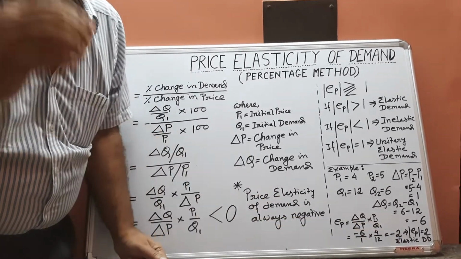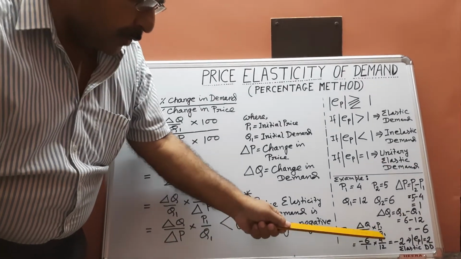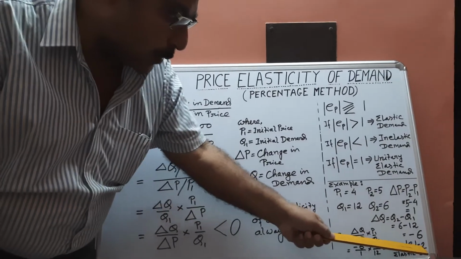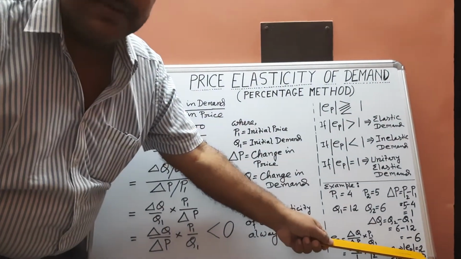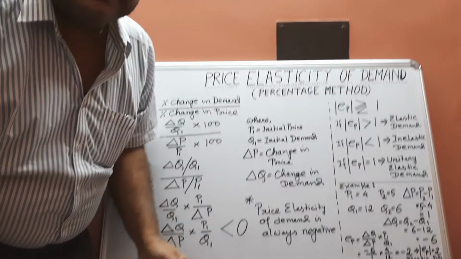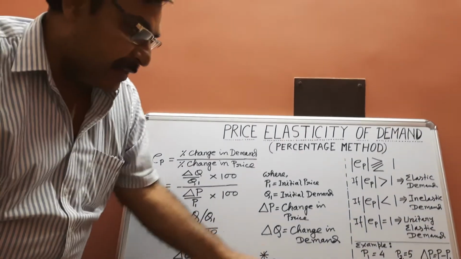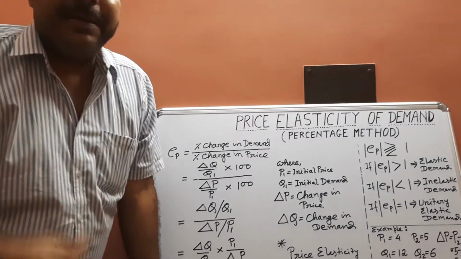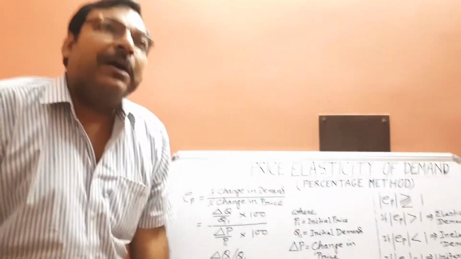Now you have to give a statement about elasticity. So ignore the negative sign. Minus 2 is only considered as 2. Modulus EP is equal to 2, no minus sign. This 2 is greater than 1. So here in this example, it is a case of elastic demand. In this way, we will work out the sums.